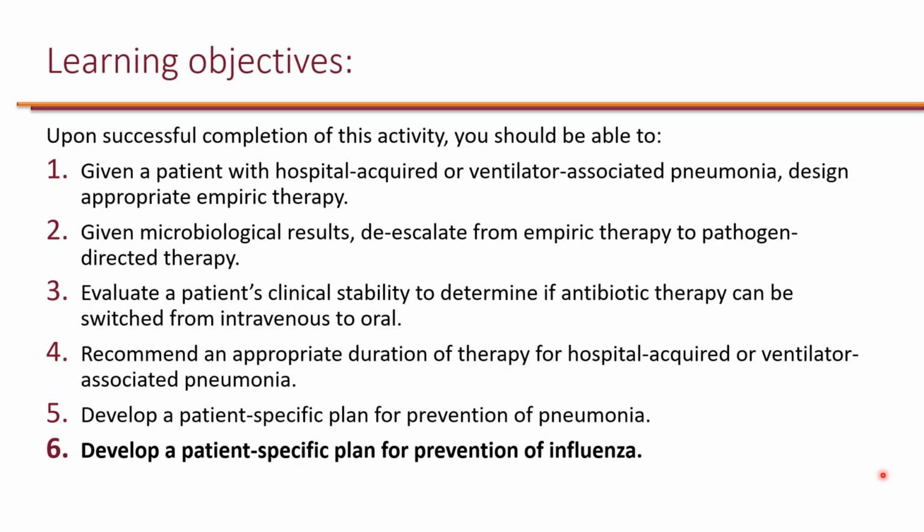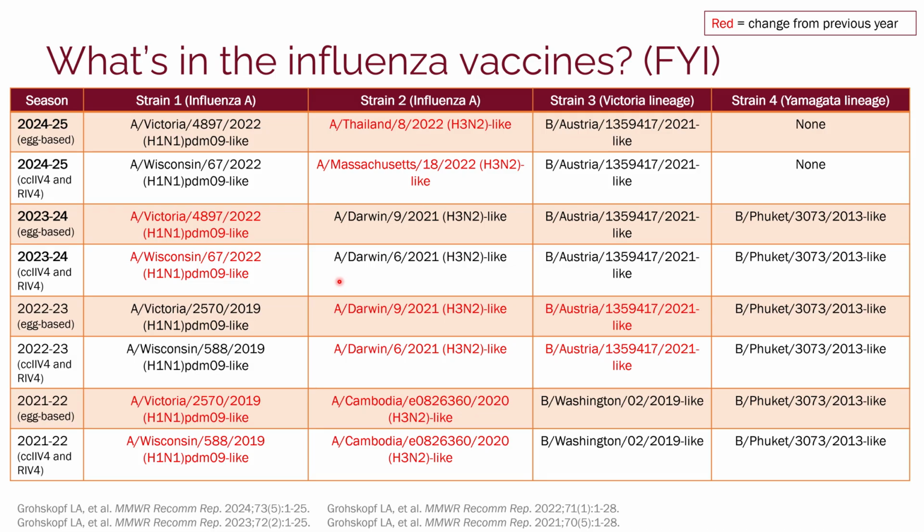Now, let's develop a patient-specific plan for prevention of influenza. Now, let's take a look at different influenza formulations over the past few years. In general, the flu vaccines are either trivalent or quadrivalent. And what that means is that the trivalent vaccine will target 3 different strains of the flu, and a quadrivalent vaccine will target 4 different strains of the flu.